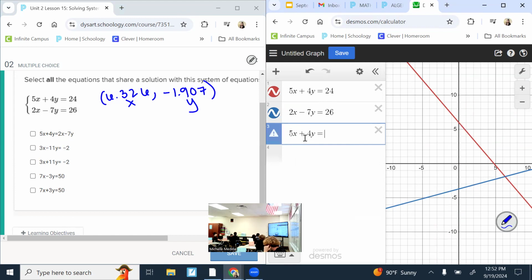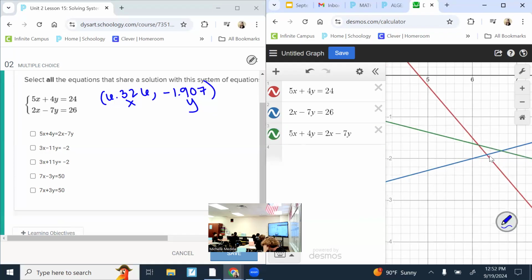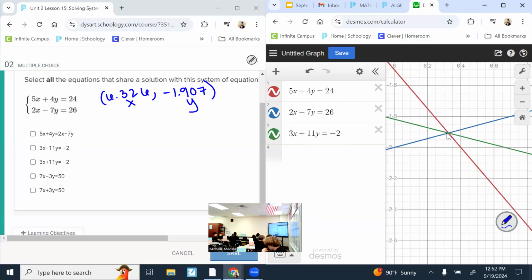So 5x plus 4y equals 2x minus 7y. If you can't tell, it does not intersect at that coordinate, so we're not going to pick that one. Let me try the next one. 3x minus 11y equals -2. I don't even see it anywhere near here, so don't pick that one. 3x plus 11y equals -2. That one does intersect, and you can zoom in to really make sure. So I'm gonna select that one.